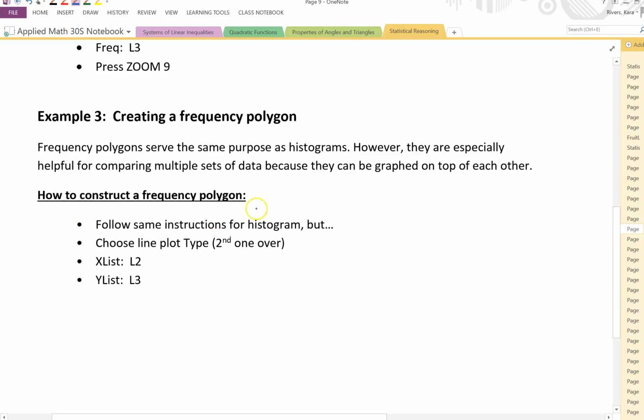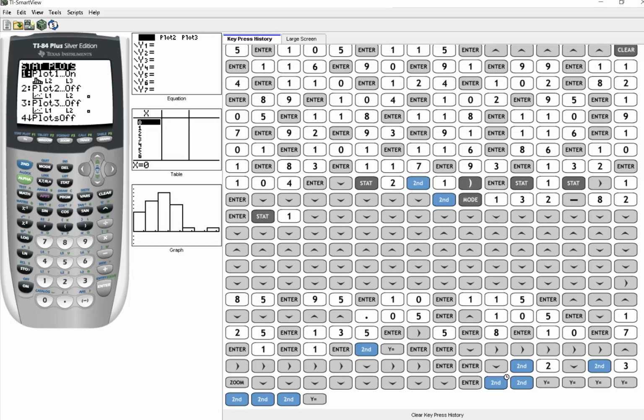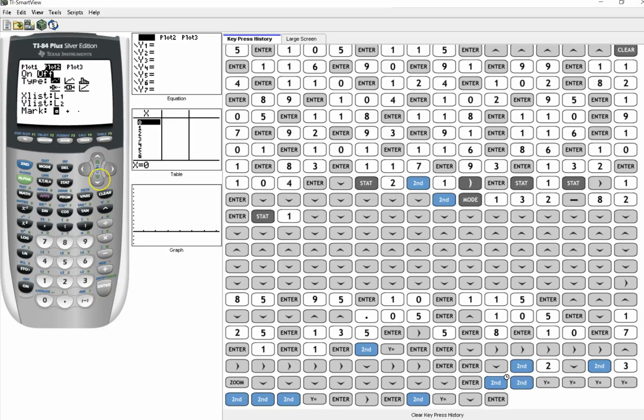So if you look here in our instructions, it says follow the same instructions for the histogram, just choose a different type. So we're going to choose the line plot. So go back in here and go back to our plots. And if you want, you can turn this plot off. So go into stat plot 1. I'm going to just turn it off rather than going back in there. And I'm going to go in and turn the second one on. The reason why I want to keep that histogram is because I want to compare them and show them to you. So you could just delete it and change the function, but I'm going to do it in the second plot. So if I hit enter here, I'm going to turn that one on.